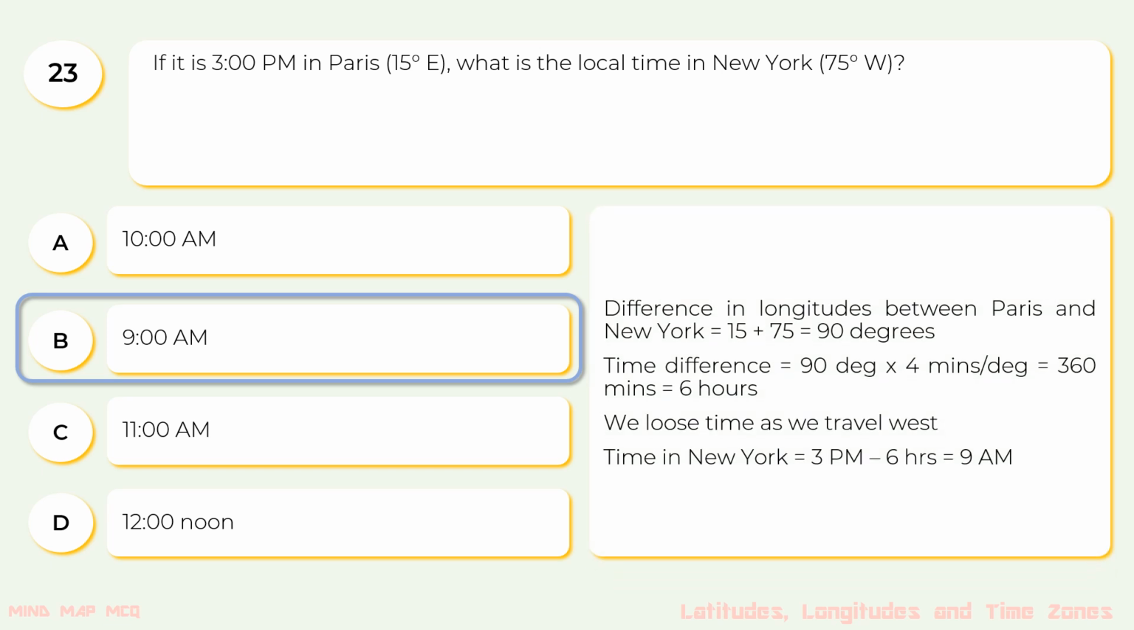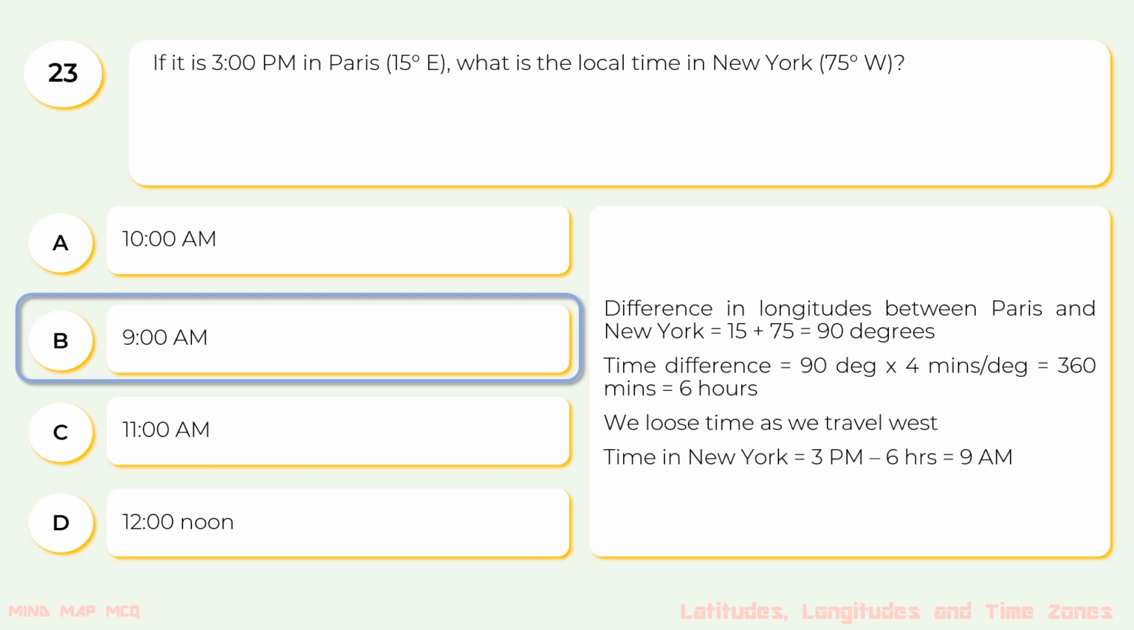Now the difference in longitudes between Paris and New York is equal to 15 plus 75 is equal to 90 degrees. Now this calculation is a bit counterintuitive to what we had done earlier. The two longitudes here are added instead of the usual subtraction. This is because Paris lies to the east of Prime Meridian while New York lies west of it. So the difference is actually 75 degree minus of minus 15 degrees, which equals 90 degrees.